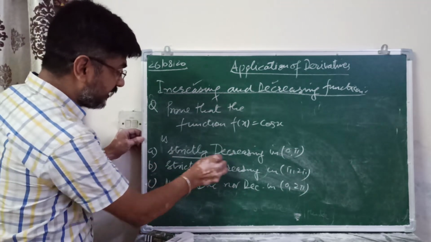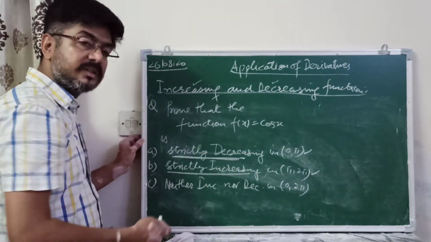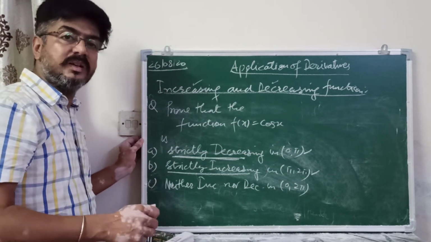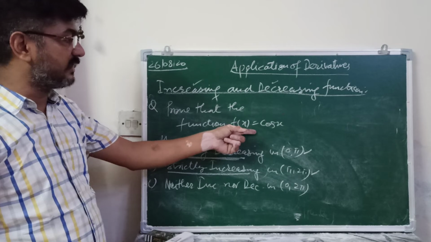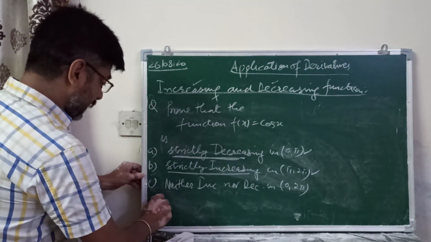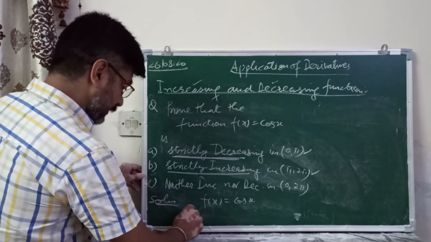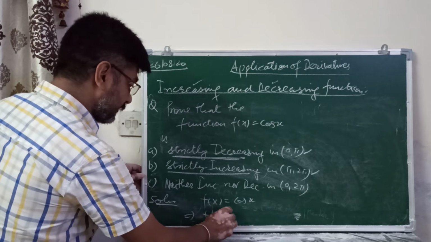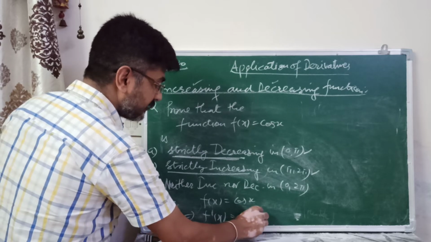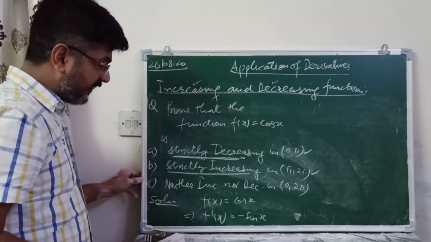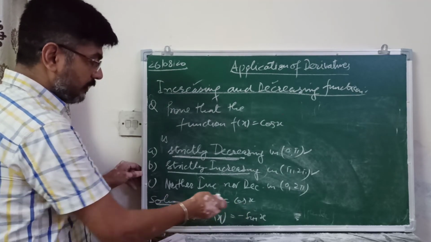You are given strictly decreasing, strictly increasing, and look here, the intervals are open. So whenever we are proving this in an open interval, the result will be strictly decreasing or strictly increasing. The function is given, f(x) equal to cos x. So I will start the solution. f(x) is given as cos x, it implies f dash x equals the differentiation of cos x, which is minus sin x. Therefore f dash x equals minus sin x.